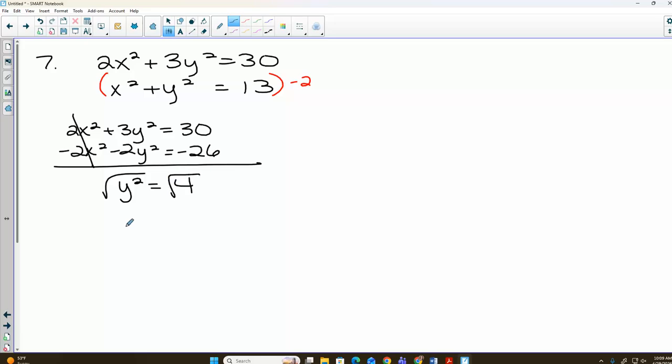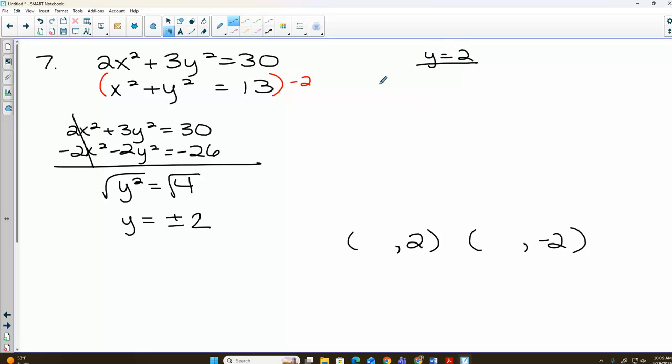Square root. If you add a square root, that's when you need plus and minus. So we have two y answers, positive 2 and negative 2. So my ordered pairs, I currently have 2 points. One when y is 2, one when y is negative 2. You have to plug this back in.